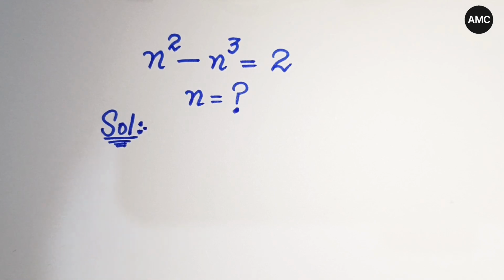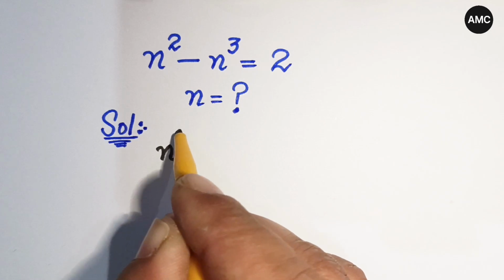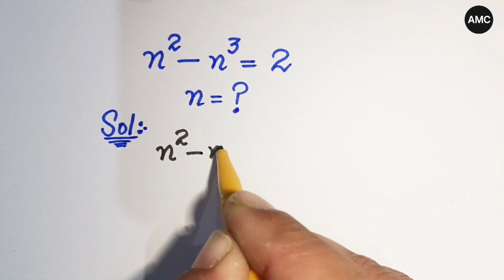Today we have a nice algebra problem, that is n squared minus n cubed is equal to 2. So we have to find all possible values of n. Now let's start our solution, that is n squared minus n cubed.